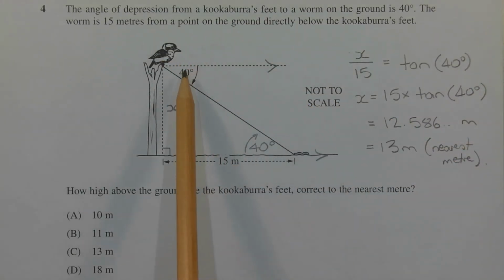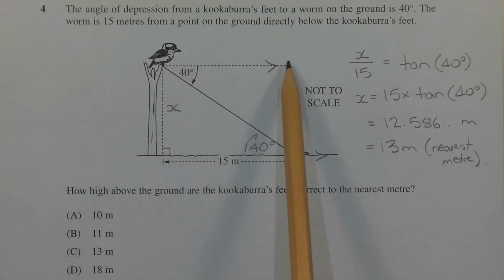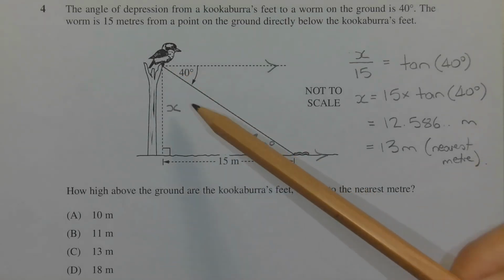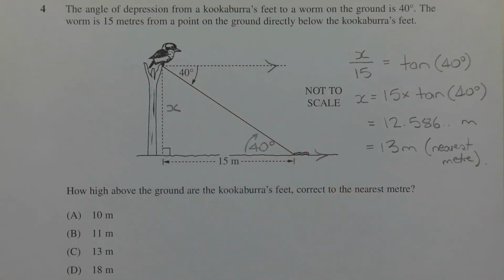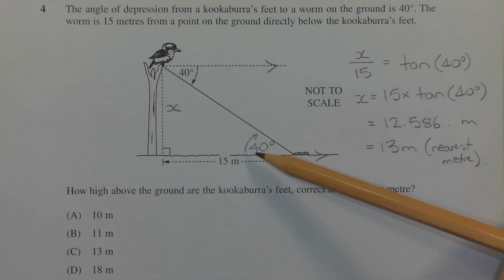Now the angle of depression and the angle of elevation are identical, since they are alternate angles sitting on these parallel lines. This dashed line here is parallel with the ground, and this hypotenuse represents the transversal. So the angle of elevation is 40 degrees.